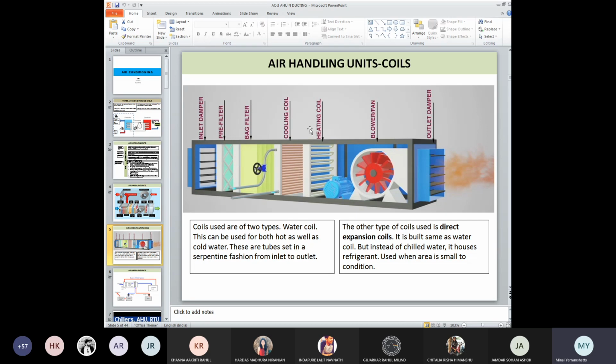Suppose cooling time is required. It's summer time, and I don't require heating. Heating में कुछ नहीं होगा. There will be just a set of coils. The air will just move over them without getting affected any which way. Okay, so that's how it works.